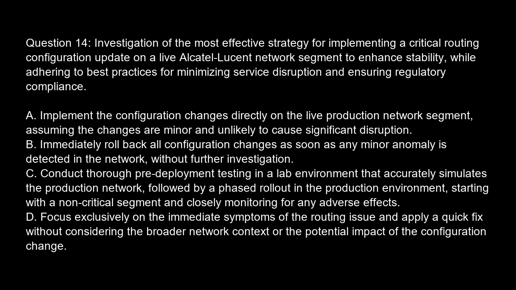Option B. Immediately roll back all configuration changes as soon as any minor anomaly is detected in the network, without further investigation. Option C. Conduct thorough pre-deployment testing in a lab environment that accurately simulates the production network, followed by a phased rollout in the production environment, starting with a non-critical segment and closely monitoring for any adverse effects. Option D. Focus exclusively on the immediate symptoms of the routing issue and apply a quick fix without considering the broader network context or the potential impact of the configuration change.